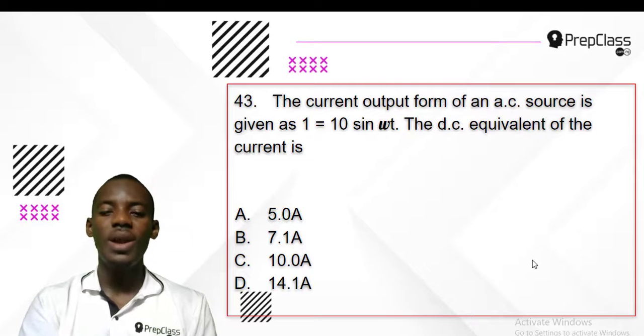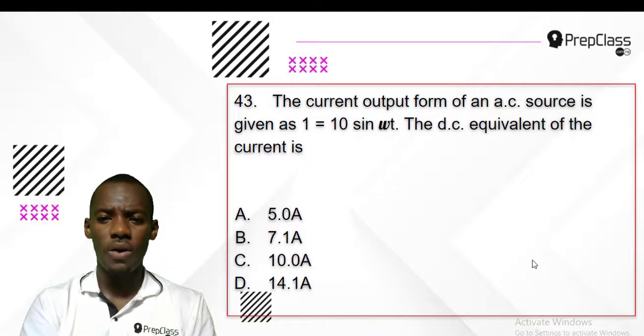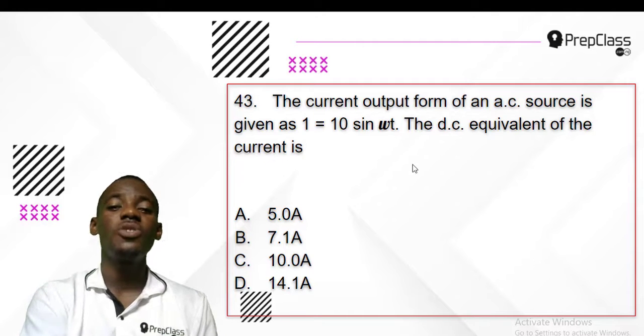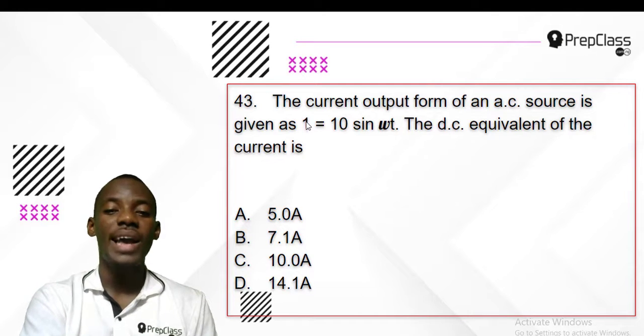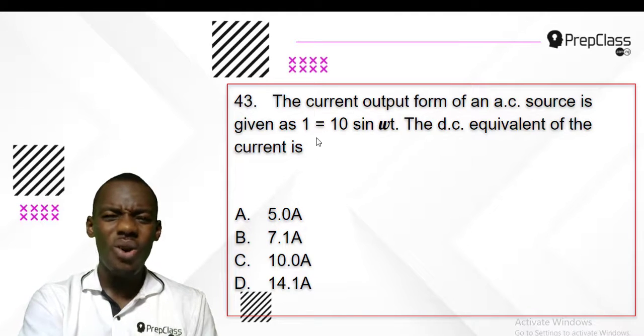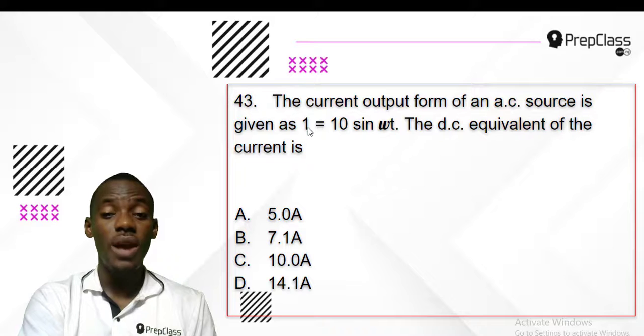Number 43 says the current output from an AC source is given as I equals 10 sine wt. The DC equivalent of the current is what? Now that is not supposed to be 1, that is a mistake. It's supposed to be I, that's current. So the correct expression is I equals 10 sine wt. So we are finding the DC equivalent, right?